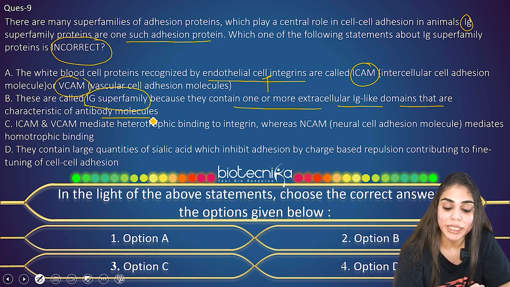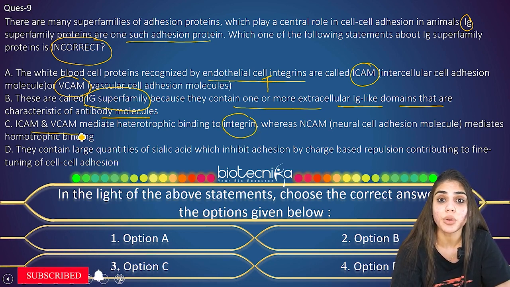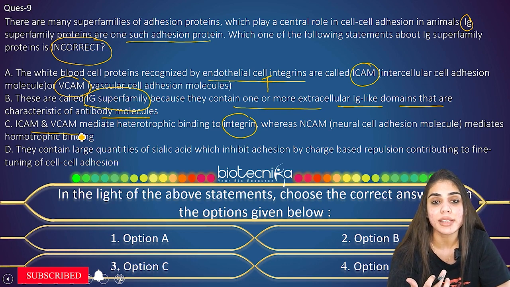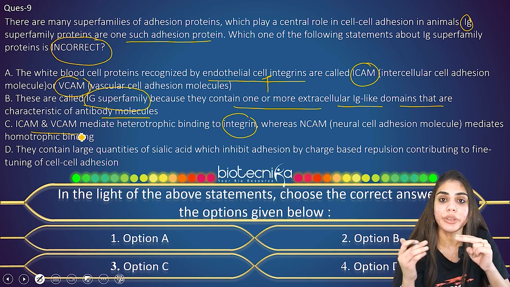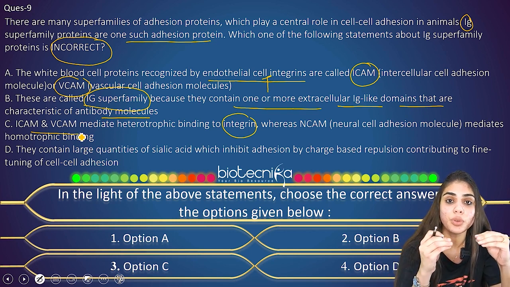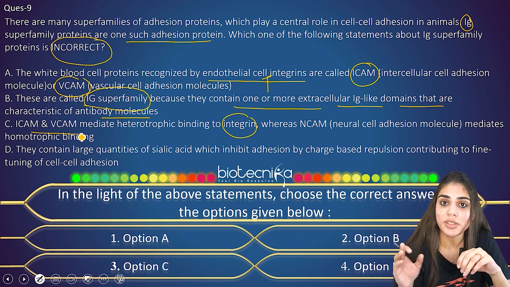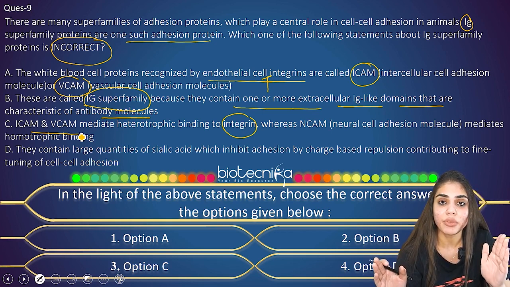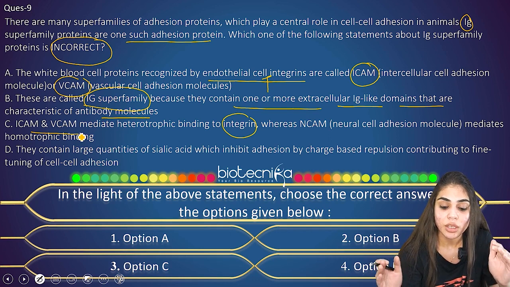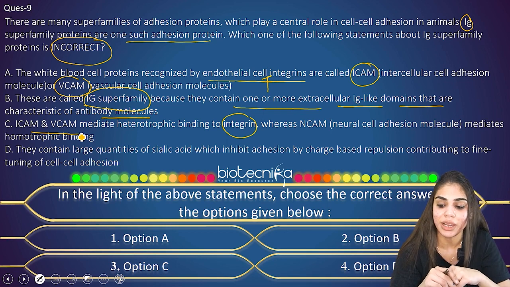ICAM and VCAM mediate heterophilic binding to integrin. Yes, whenever integrin is binding to ICAM and VCAM molecules, there will always be a heterophilic interaction. What is called a heterophilic interaction? When two different cells communicate with the help of two different molecules present on the surface. So if integrin is present on one cell and ICAM and VCAM is present on another cell, this is called a heterophilic interaction, because two different molecules are interacting here.